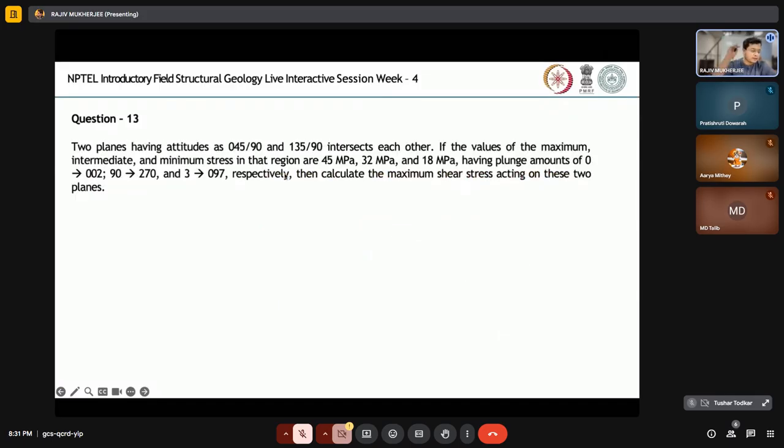Okay, moving on to the next question. Two planes having attitude as 045/90 and 135/90 intersect each other. If the values of the maximum, intermediate and minimum stress in that region are 45, 32 and 18 MPa, having plunge amount of 0 towards 002, 90 towards 270 and 3 degrees towards 097 respectively, then calculate the maximum shear stress acting on these two planes.